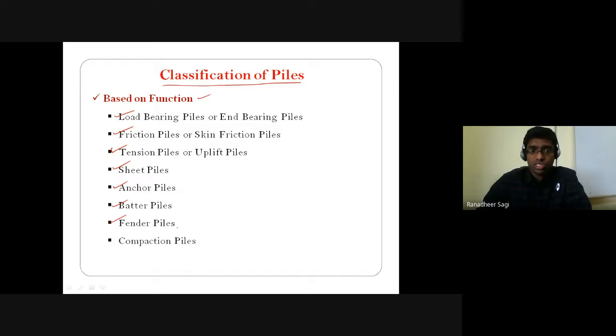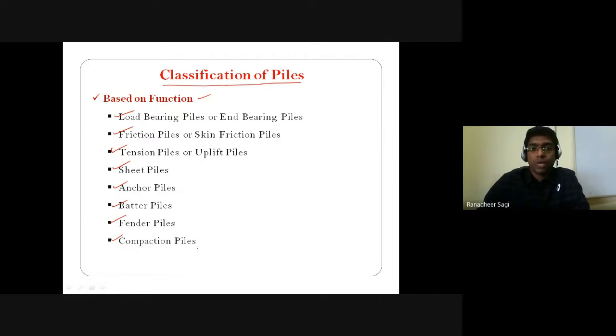We come across what are called Fender piles, which are basically used in construction along the sea coast area, to take care of the forces coming from moving ships or the water wavefront. So to take care of that loading, such kind of piles are used in the construction there, which are called Fender piles.